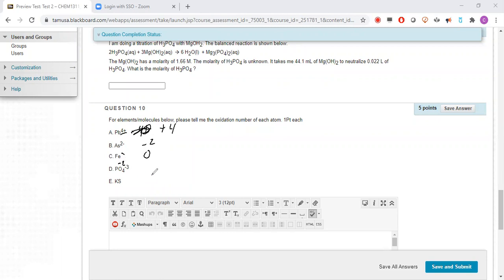Oxygen's always -2. I don't know what phosphorus is, so I'm going to put an X. X plus 4 times -2, because I have 4 oxygens, equals -3, where the -3 is the charge. So phosphorus is +5. For K, if you look at your rule, the group 1 metals are always +1. That means S is -1. So K is +1, S is -1. Again, to balance out, my oxidation numbers have to equal 0.